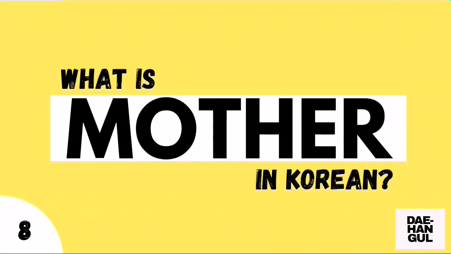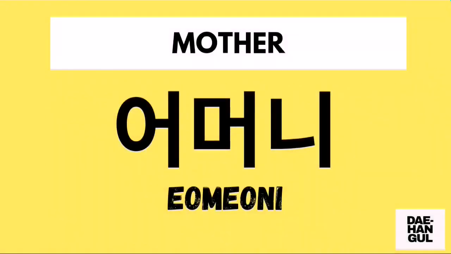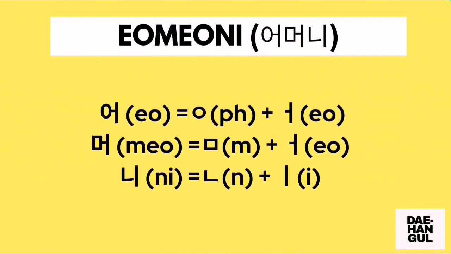What is mother in Korean? The Korean term for mother is 어머니. Again, it's 어머니. This is pronounced as a three-syllable word. The first syllable is a, second syllable is mo, and the third syllable is ni. Pronounce it with me. 어머니. How do we write it in Hangul?